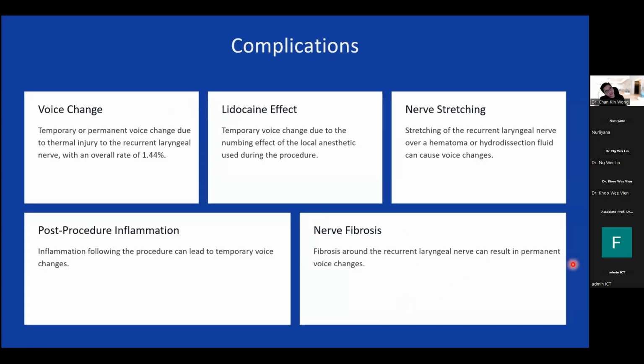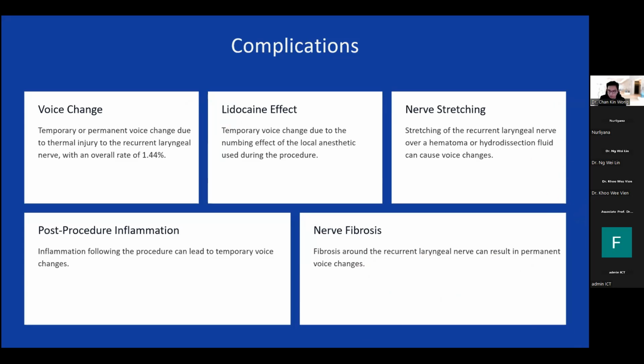These are the complications that may occur. You can get things like voice change, with an overall rate of about 1.44%. It can be temporary or permanent. Lidocaine effect causes temporary voice change due to the numbing effect of the LA. Nerve stretching due to hematoma or hydrodissection fluid, and post-procedure inflammation can also cause temporary voice change. Nerve fibrosis around the recurrent laryngeal nerve can result in permanent voice change. So all these complications are mainly about injury to the recurrent laryngeal nerve.